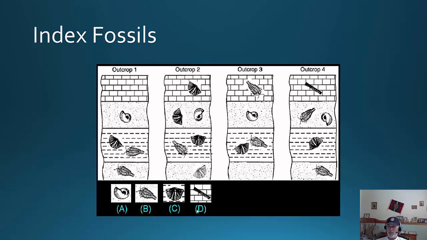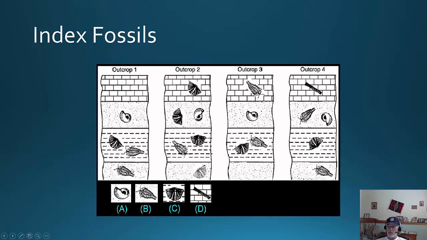Relatively short lifespan. So probably a relatively short lifespan would occur in only one layer of rock, and easily identified. Well, we can identify these pretty easily just by their pictures, and widespread geographically. So ideally, we would look for a fossil that is in only one layer of the rock that occurs throughout all four of these outcrops on here.